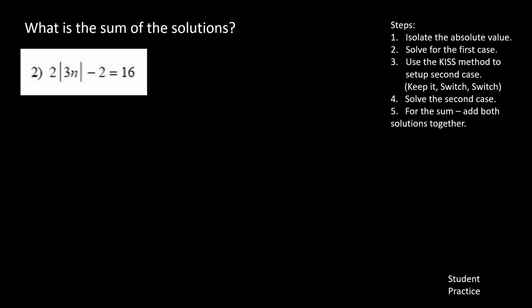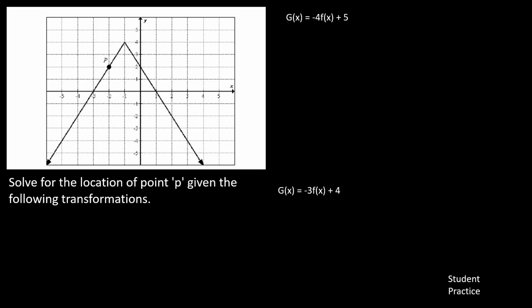Okay, let's go ahead and move on to the next one. Oh man, everybody's favorite, right? These are the transformations, and these are a little different than what we've seen in the past. And I want to really dive deep into what we're seeing here. So it says solve for the location of point P given the following transformations. So I'm looking at this question up here, the one I'm pointing to with the little red arrow.